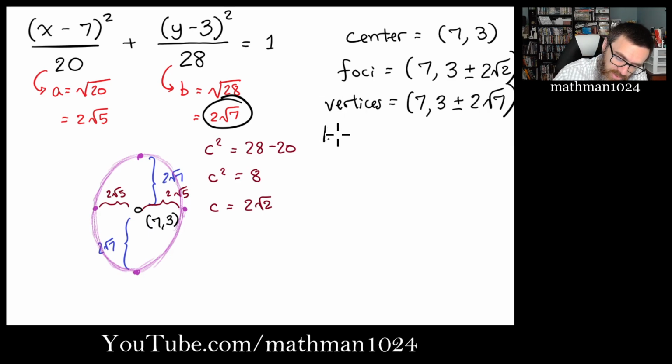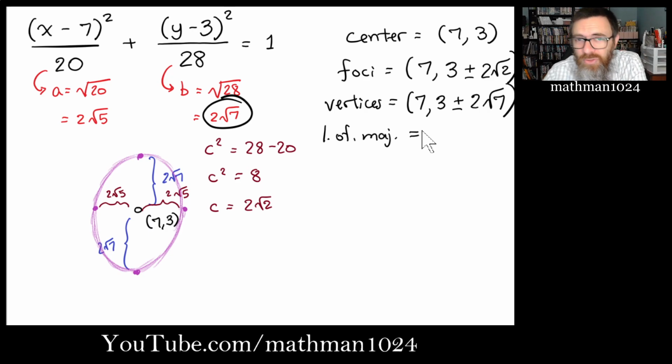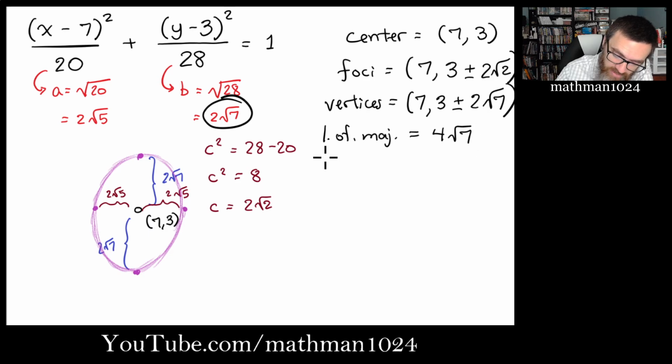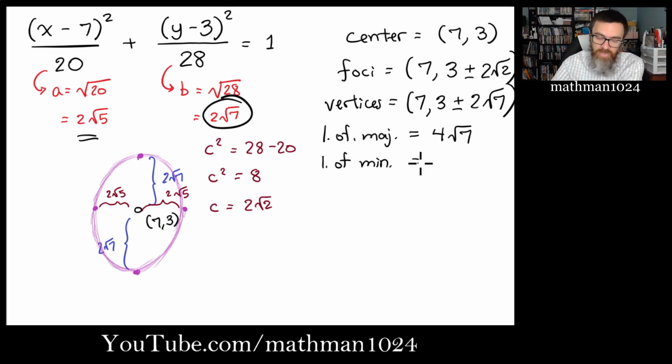And since we're talking about the vertices, let's talk about the length of the major axis. Well, remember, the length of the major axis is going to be double the larger of these two numbers. So we know that the b value is along our major axis. We double that and we have 4 square roots of 7. And then the length of the minor axis will be double this guy right here. So that's going to be 4 square roots of 5.